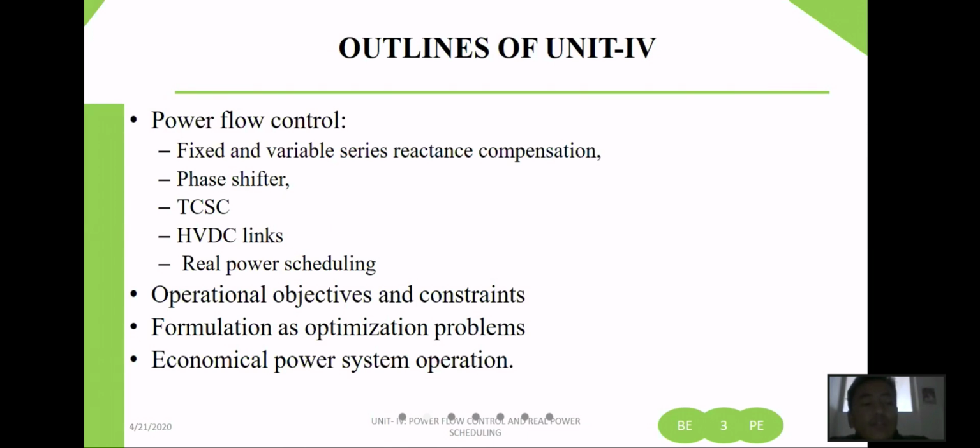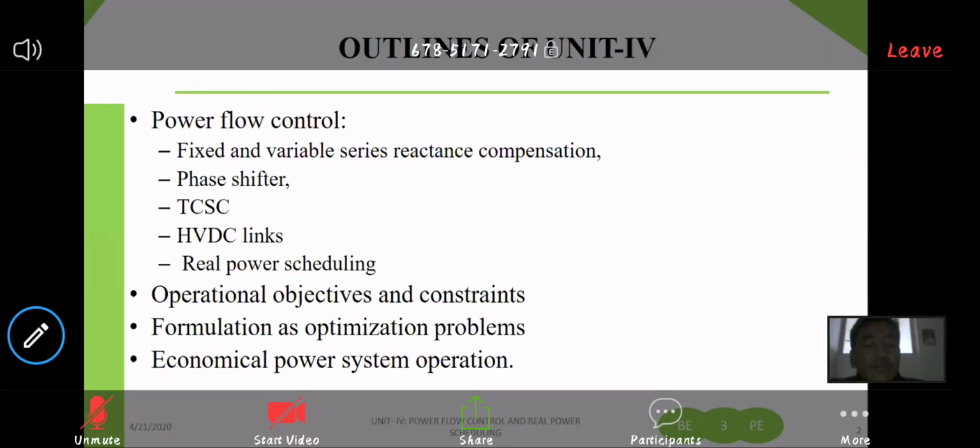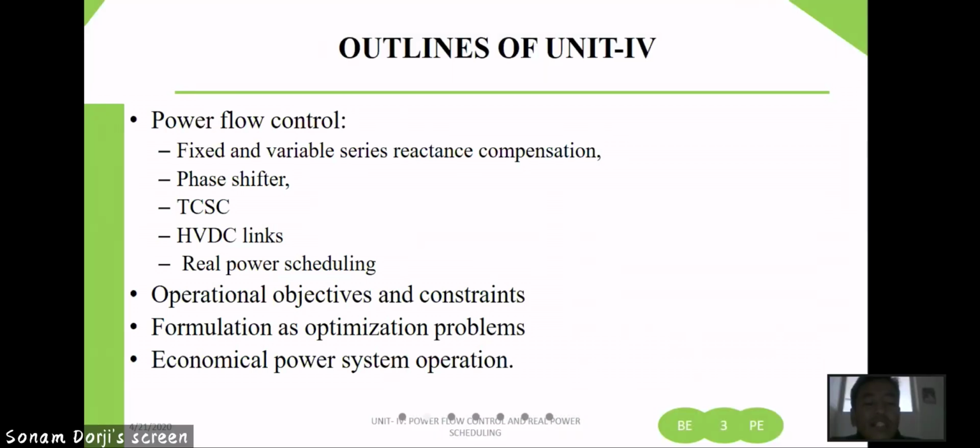Under power flow control, when we do real power scheduling itself, you will be able to know the operational objectives and constraints: what operational objectives should be there, and what the constraints are. If you know these objectives and constraints, then you will be able to formulate it as an optimization problem, and then we'll know which is the economical power system operation. If we complete this, then we will be completing unit 4. So under unit 4 we learn power flow control.